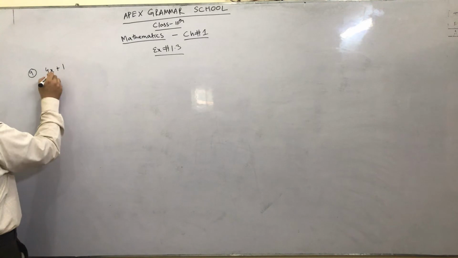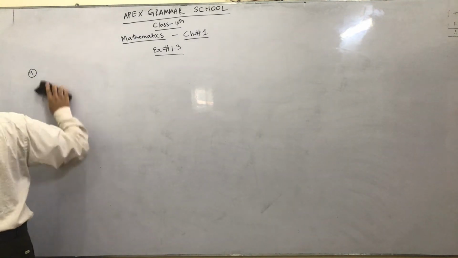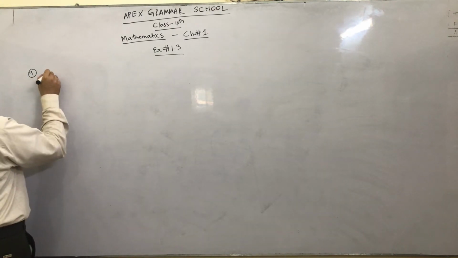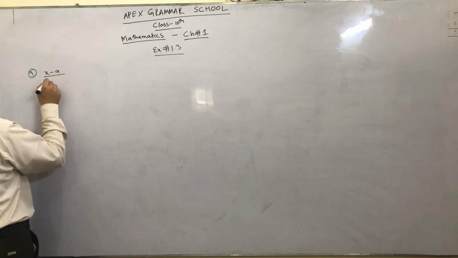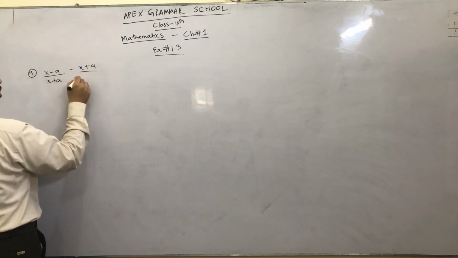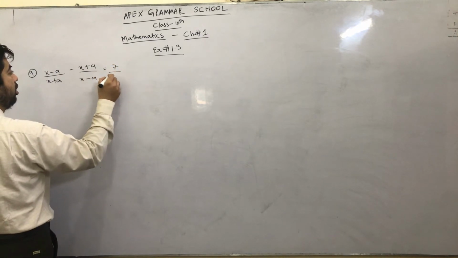4x plus 1, x minus a in the denominator x plus a, minus x plus a, and in the denominator x minus a, is equal to 7 over 12.